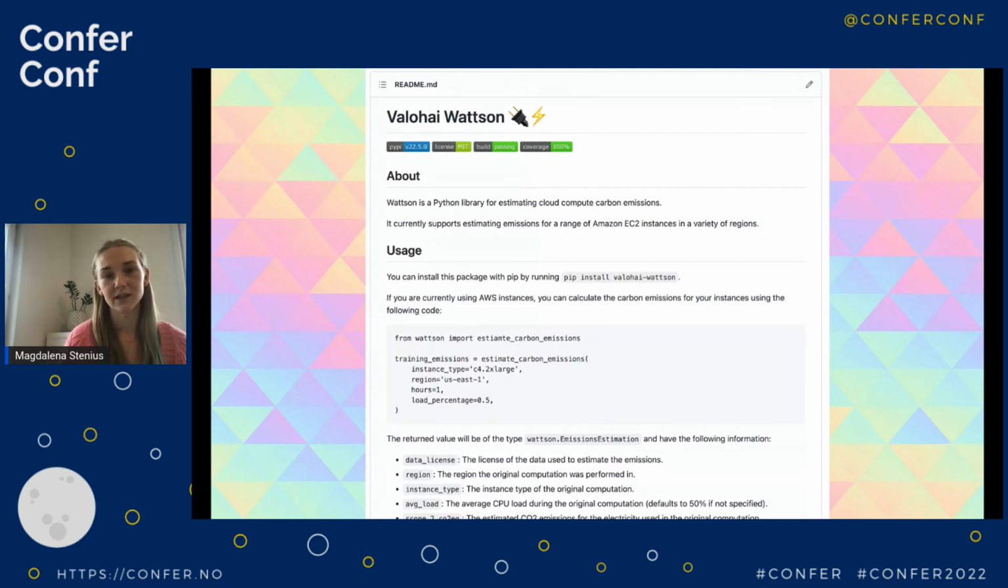Here is the resulting, or the README of the resulting GitHub project. So you can find this on GitHub. It's, as I said, open source. It's freely usable by anyone. You can also just directly install it using pip. And if you're using AWS instances for compute, whether it be machine learning or anything else, you can use the package to get an estimate of your emissions.